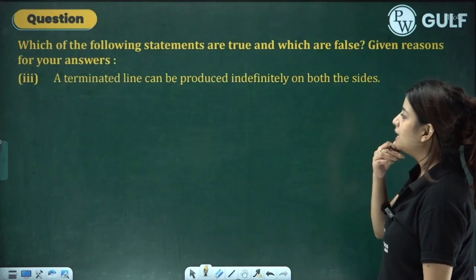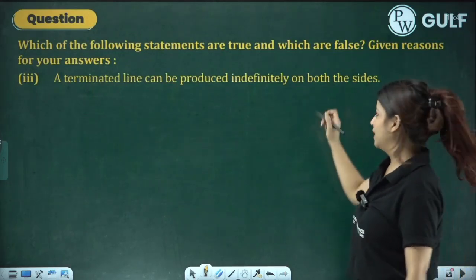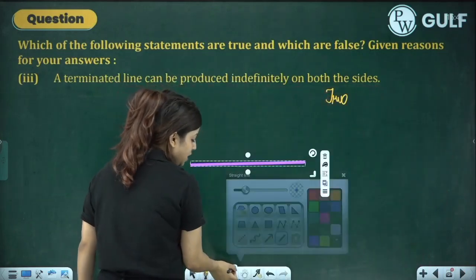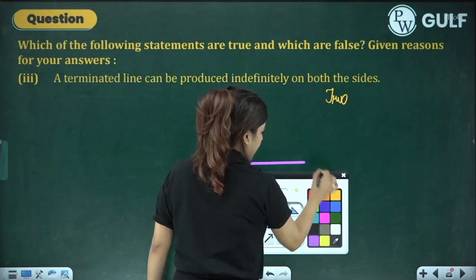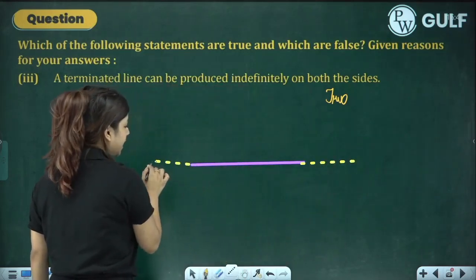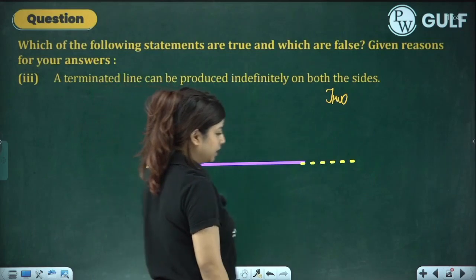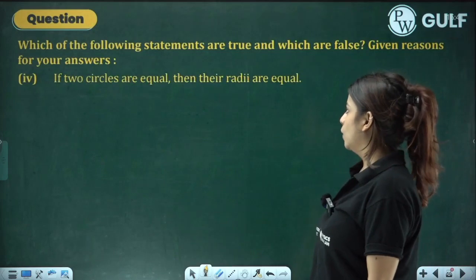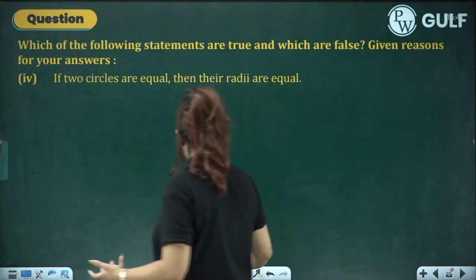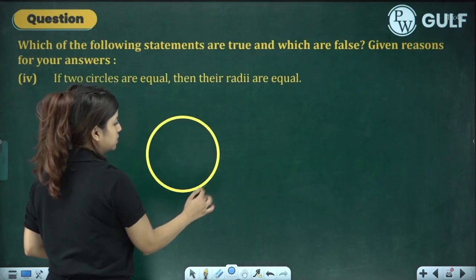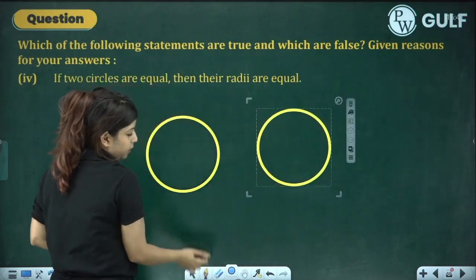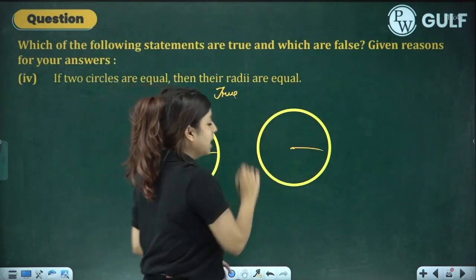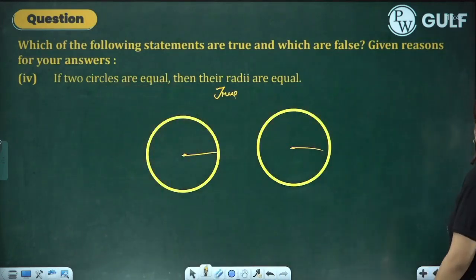Next we have a terminated line can be produced indefinitely on both the sides. So this is a true statement, because if we have a line segment, such a line segment, students, can be extended to both sides and then we can draw it clearly. The next thing that we have over here is if two circles are equal, then their radii are equal. What does this mean? That if we have two circles, 1 and 2, and they both are equal to each other, then of course their radii are equal to each other. So this is a true statement.